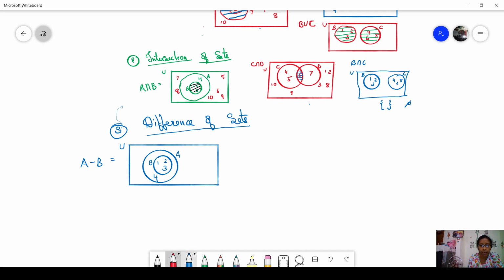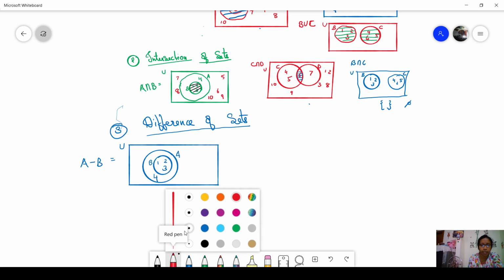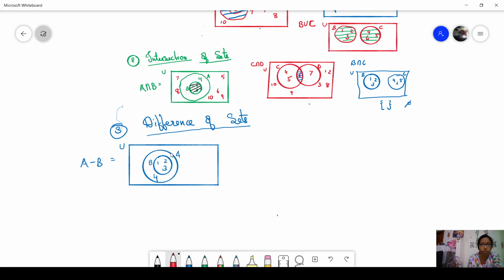Now A minus B means the elements of B has to be taken off from A. So what is left? Only 4 is left. So this will be our A minus B, A difference B. So the shaded portion. So 1, 2, 3 will be taken off from A. So we will get set 4.